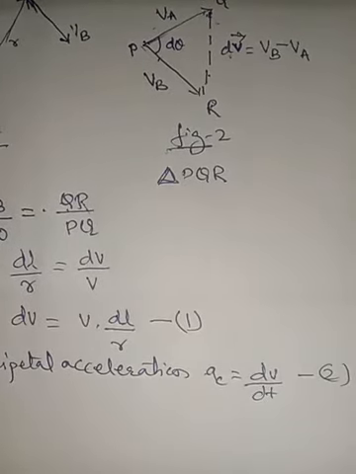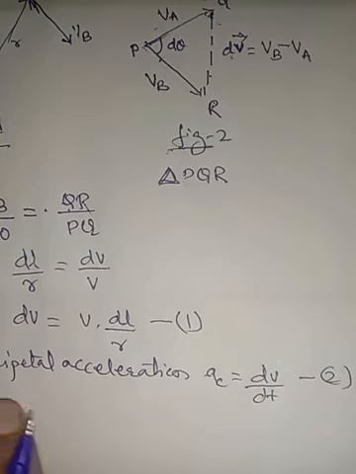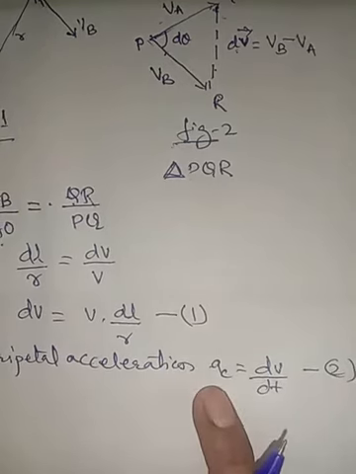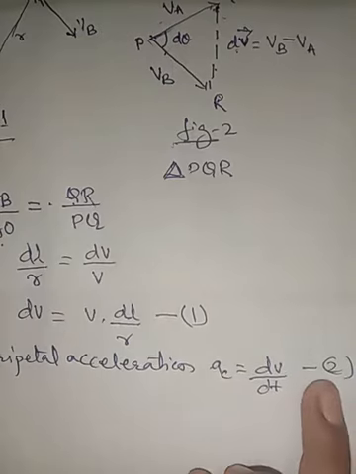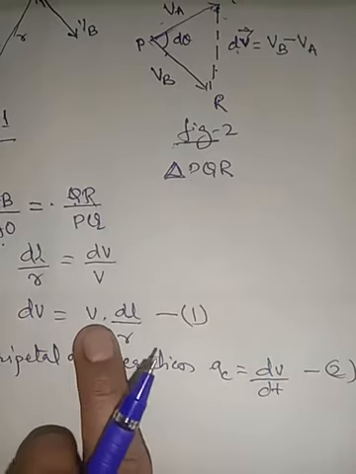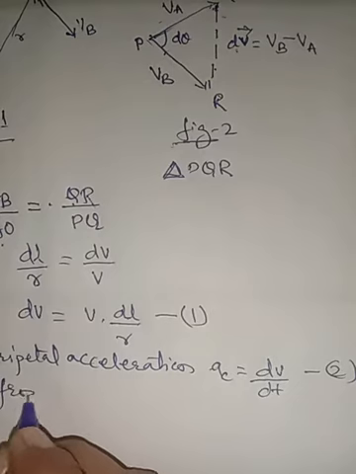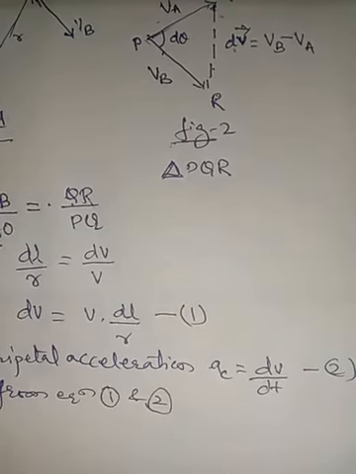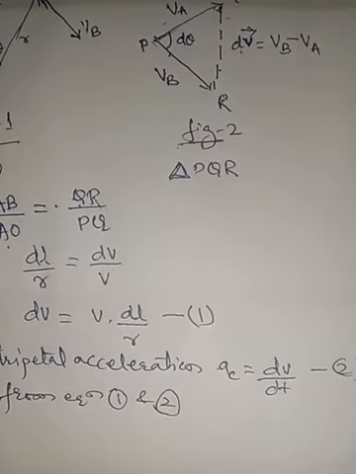In the first equation we have calculated the value of dV, and in the second equation we are considering the centripetal acceleration. Centripetal acceleration is the rate of change of velocity. So AC is equal to dV by dt. Now substituting the value of dV from equation 1 in equation 2, what are we getting?